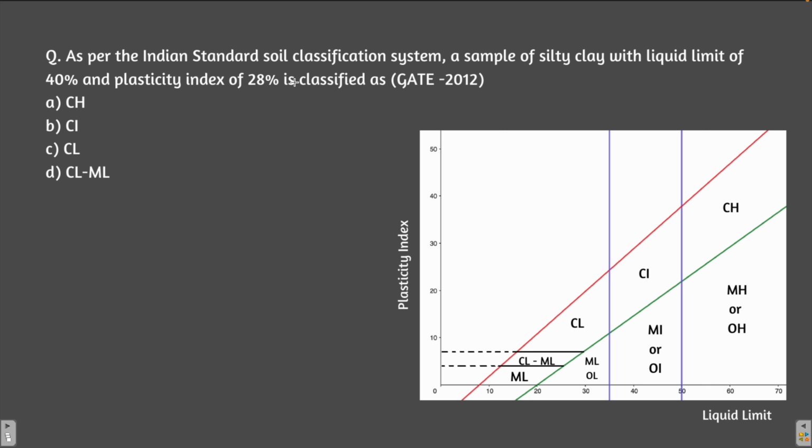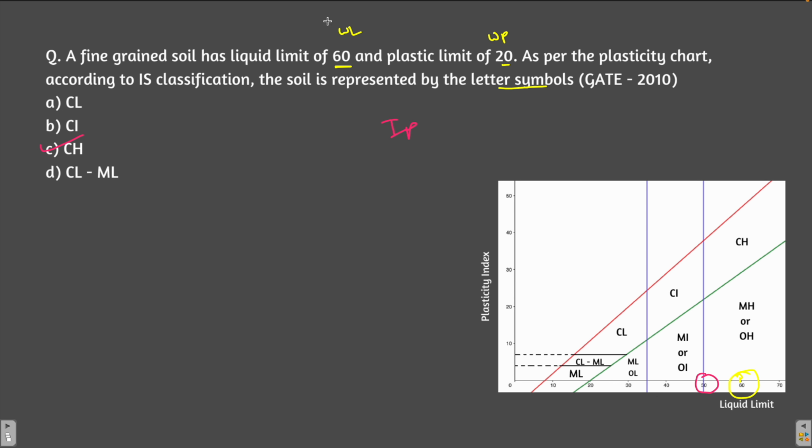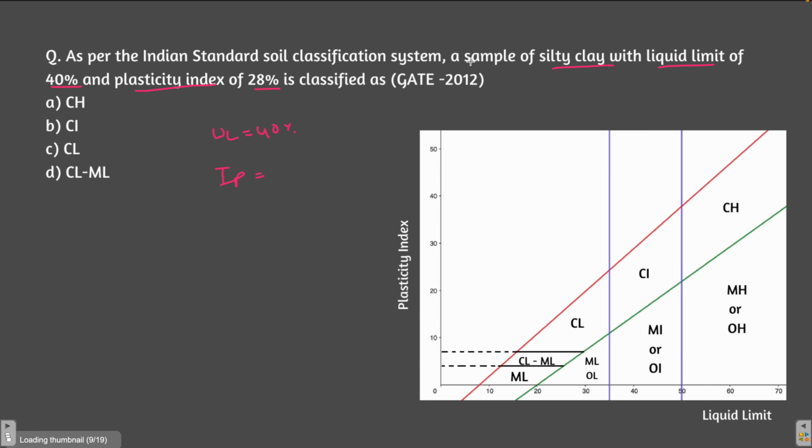As per the Indian Standard Soil Classification System, a sample of silty clay with liquid limit of 40% and plasticity index of 28%. So liquid limit is given as 40% and, look here, plasticity index is given, not plastic limit. Up till now, they were giving you the plastic limit of the soil, but they might give you the plasticity index of the soil. So IP is given as 28%. The soil is classified as... Liquid limit is 40%. What is the classification of the soil?